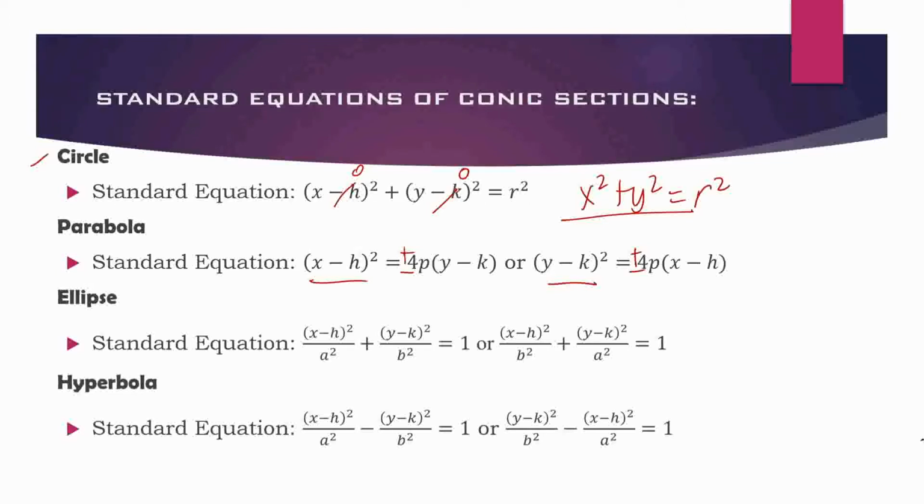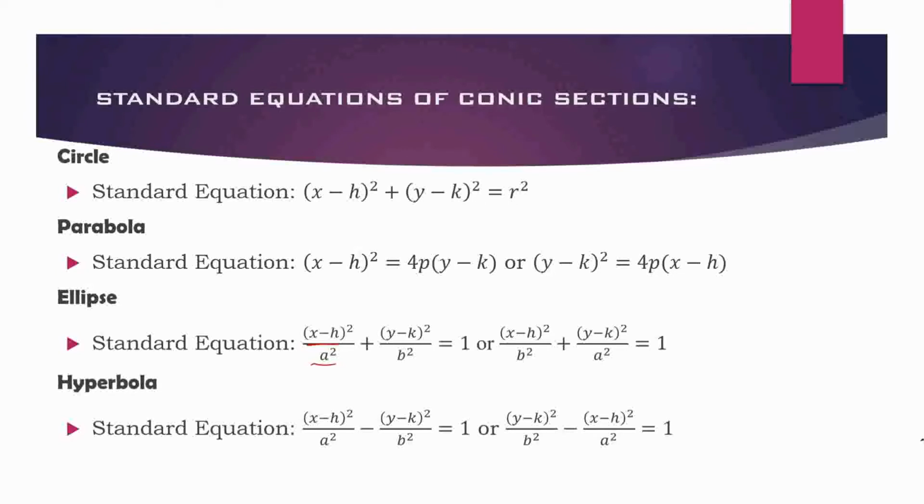So, sa ellipse, (x - h)²/a² + (y - k)²/b² = 1, or (x - h)²/b² + (y - k)²/a² = 1. Dito, titingnan natin kung sino yung may mas malaking value ng denominator. Kung mas malaki yung denominator ng (x - h)², ibig sabihin, isa siyang horizontal ellipse. And kapag sa (y - k)² mas malaki yung denominator, ibig sabihin, isa siyang vertical ellipse.